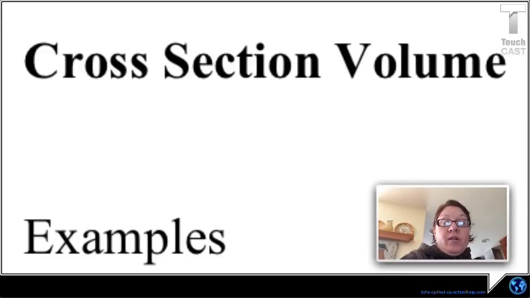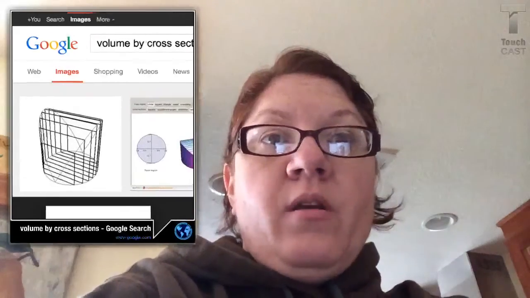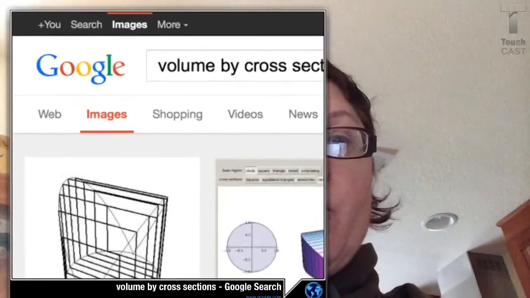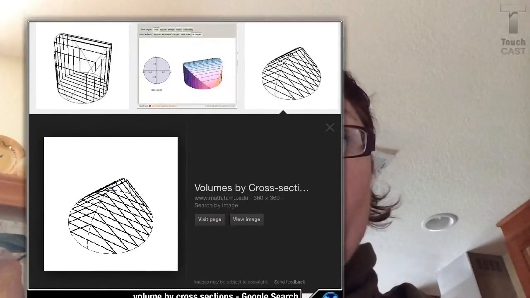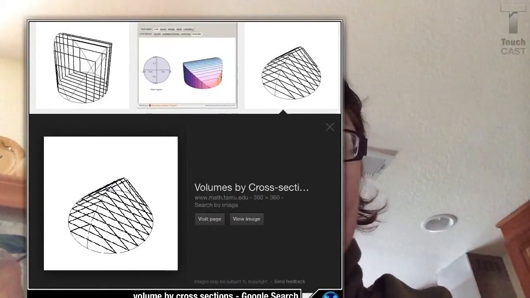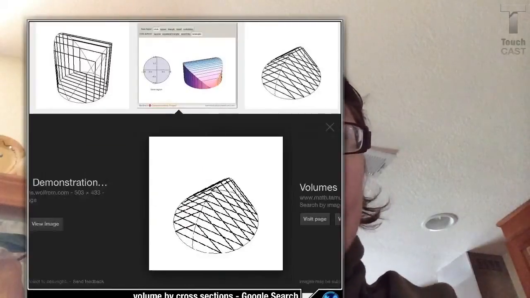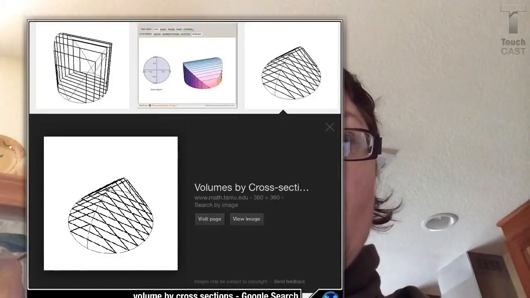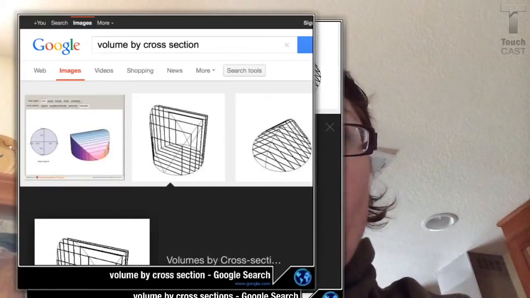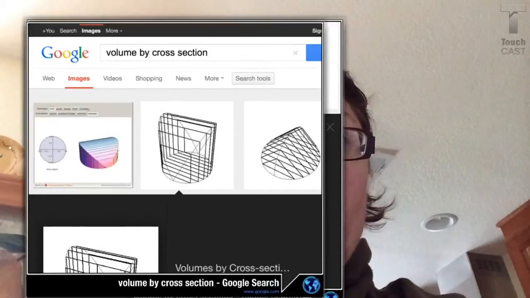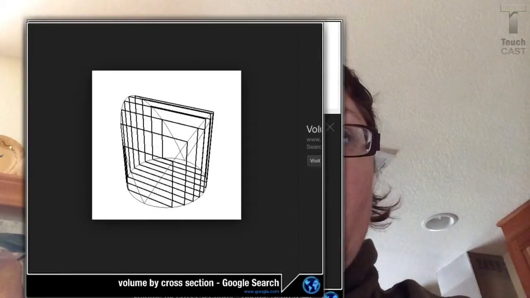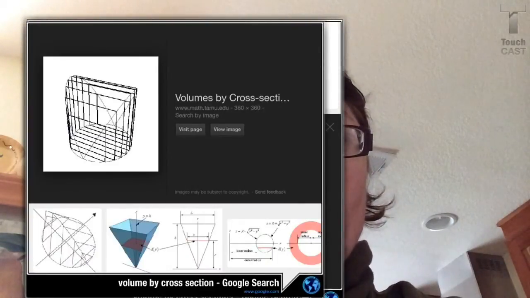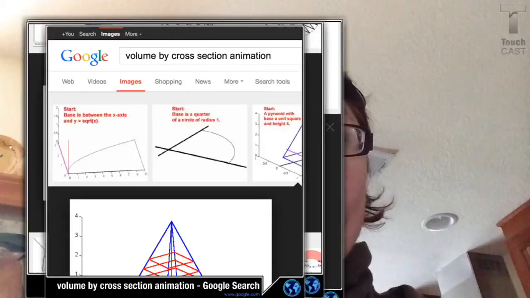So before we get started doing example 1, I wanted to show you some pictures of some cross sections that might help you visualize a little better exactly what is happening. So here's a circular base, and notice the cross sections are triangles. If I focus on this one, again it's a circular base, but the cross sections are squares.